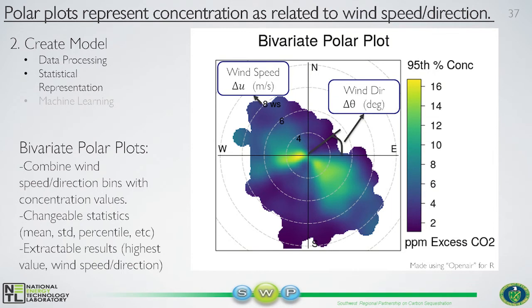This plot shows the 95th percentile concentration of excess CO2 at each wind speed and direction. The result is a plot showing hotspots. These hotspots show the wind speed and direction which have the highest associated concentrations.